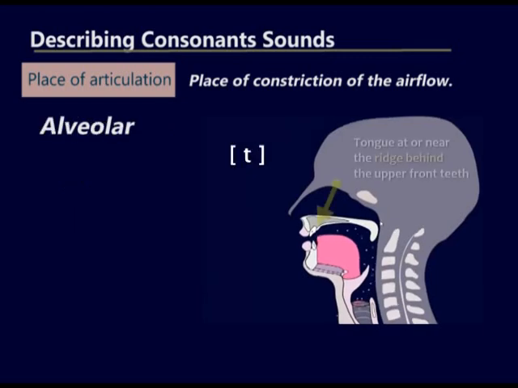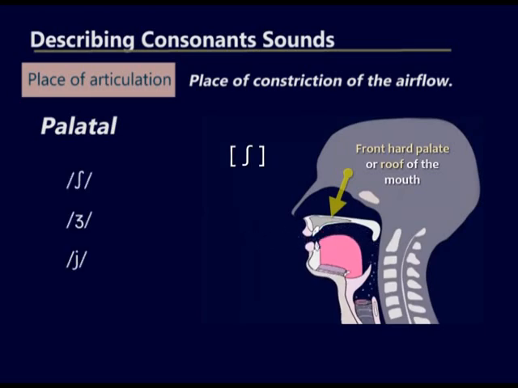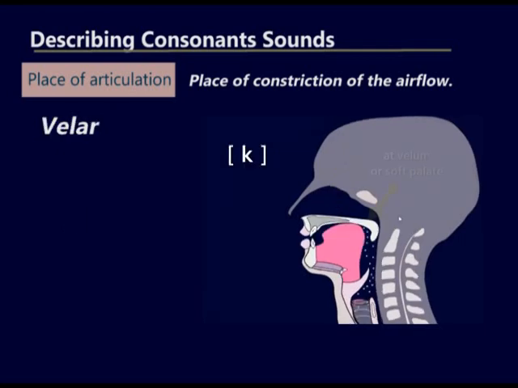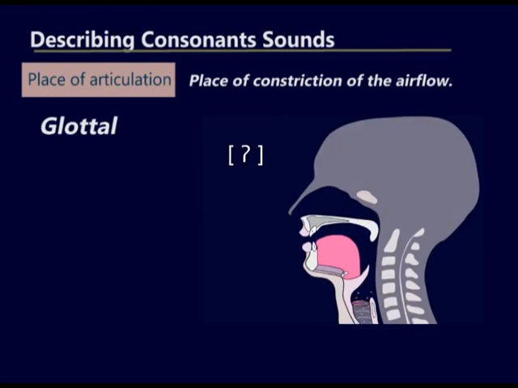Alveolar sounds are produced with the tongue at or near the ridge right behind the upper front teeth, such as t, d, s. Palatal sounds are produced at the hard palate or the roof of the mouth, such as sh, zh, y. Velar sounds are produced at the velum or soft palate, such as k, g. And glottal sounds are produced at the glottis, or the space between the vocal folds, such as h.